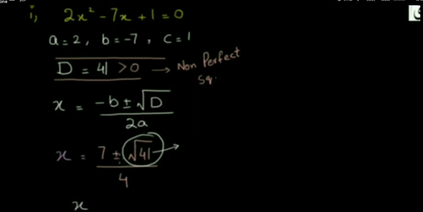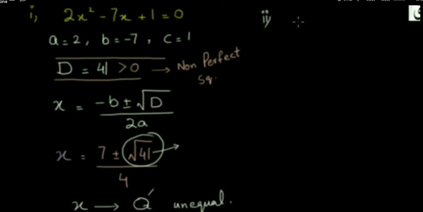So what are the roots of x representing? They are representing real roots. By the summary chart we know that if the discriminant is greater than 0 and non-perfect, the roots will be real and unequal.